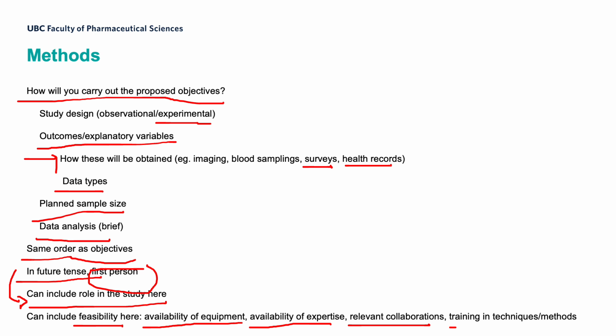And then lastly, for feasibility, training in techniques or methods. So any prior training that you've done in that. It's a little bit of a balance, right? Because part of training is of course learning new methods, but you also want to demonstrate feasibility. So I think saying that you have training in at least some of these methods, these techniques, is important to say.